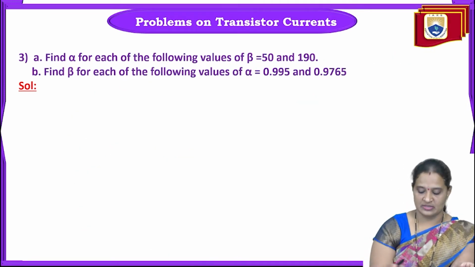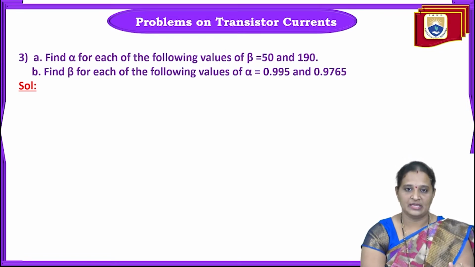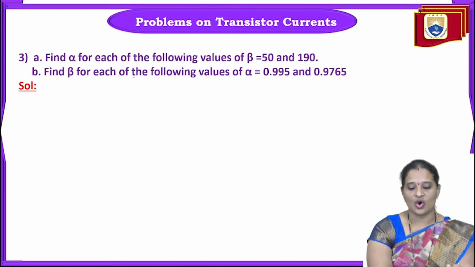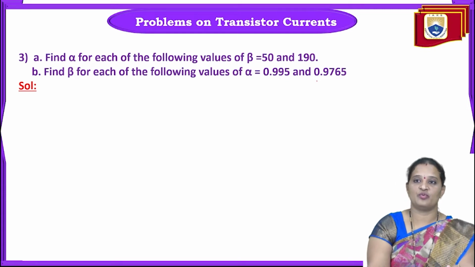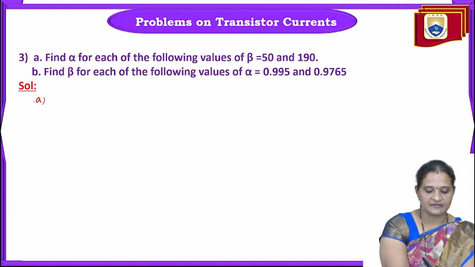Now the third problem is: find the value of alpha for each of the following values of beta, beta equals 50 and 190. And also find the value of beta for each of the following values of alpha, which is given as 0.995 and 0.9765. So for this, we need the relation between alpha and beta. Let us take the first one.